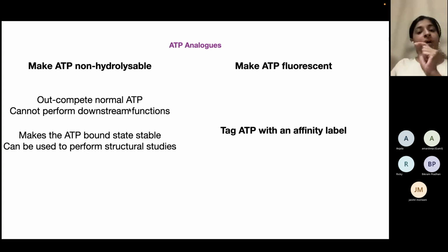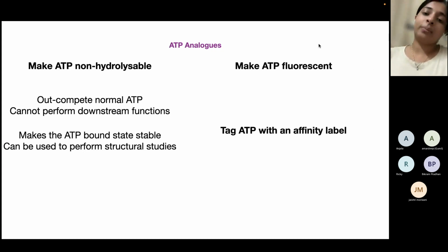It can also make the ATP-bound state stable. Otherwise, what happens is ATP binds, it gets hydrolyzed and released. ADP and the phosphate group are released, and that state exists for a very short amount of time. It's not stable. So in order to make that state stable, you can use the non-hydrolyzable ATP. It can be further used to perform structural studies in which an ATP-bound form has to be visualized in, say, cryo-EM or NMR, or even crystallization.